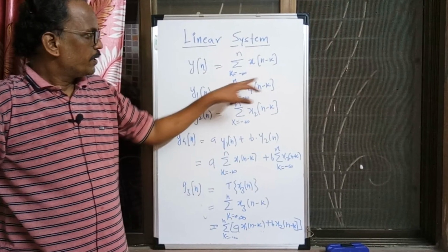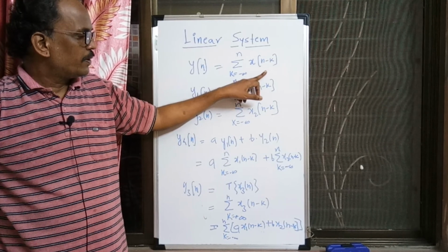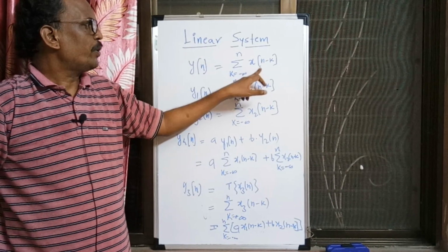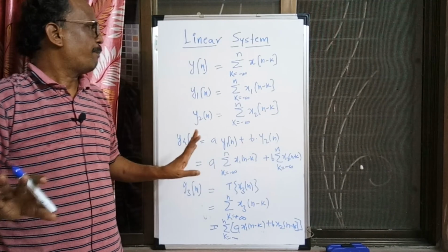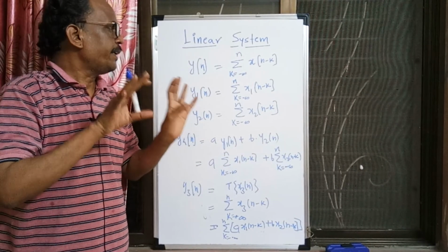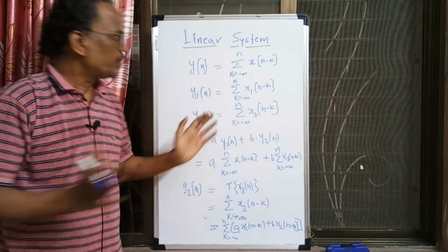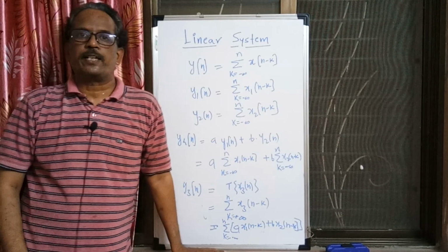So this is an accumulator system. We are taking samples and adding those samples. We take the different inputs, add them, and pass them through the system. So we know that it satisfies the linearity property.